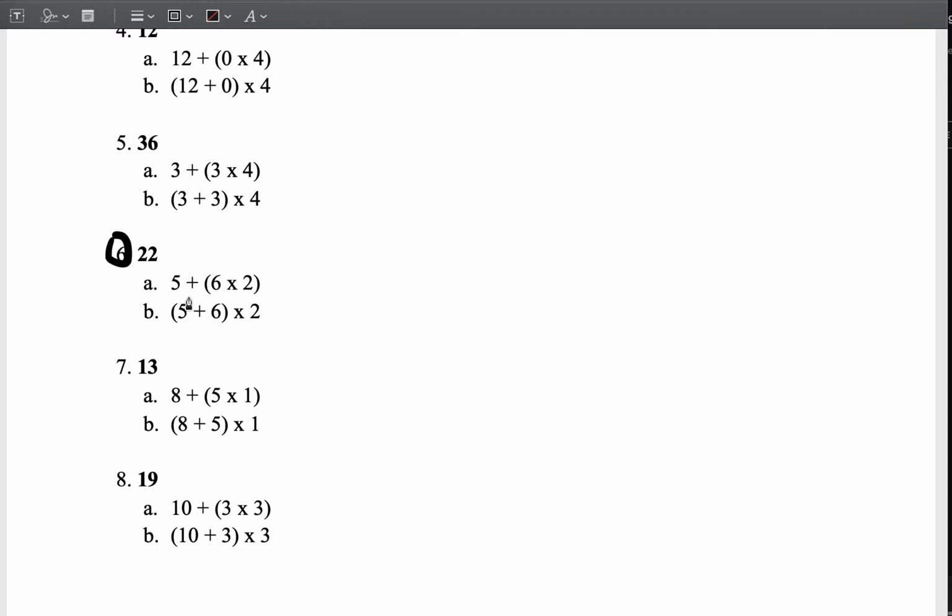So, 5 plus, what's in the parentheses? 6 times 2. 6 times 2 is 12. So, is 5 plus 12 22? No, it is not. It is 17. So, it's not the first one. Let's try the second one.